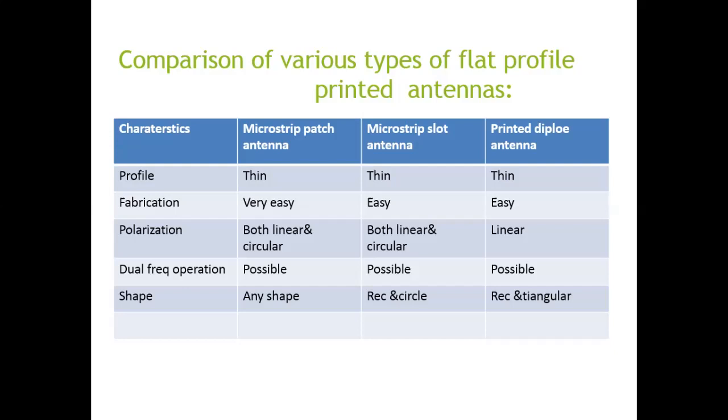In a microstrip patch antenna, both linear and circular polarization will happen. In the case of a microstrip slot antenna also, both linear and circular polarization happen. But in the case of a printed dipole antenna, only linear polarization will happen. Dual frequency operation is possible in a microstrip patch antenna, in a microstrip slot antenna also, and in a printed dipole antenna also.